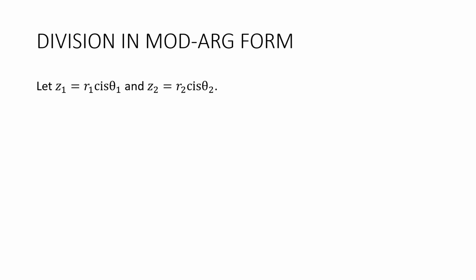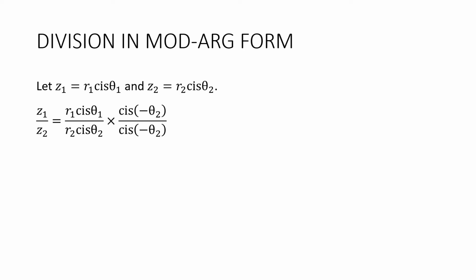Here's division. Let Z1 equal R1 cis theta 1 and Z2 equal R2 cis theta 2. Okay, so Z1 over Z2 is R1 cis theta 1 over R2 cis theta 2. We're not going to use the same method that we used before, where we expanded it out. We're going to multiply top and bottom by cis of negative theta 2, so the same angle as the denominator. Now we just learnt what happened when we multiply these complex numbers. We add the arguments. So this is what we get. Cis of theta 1 plus negative theta 2 and cis of theta 2 plus negative theta 2.